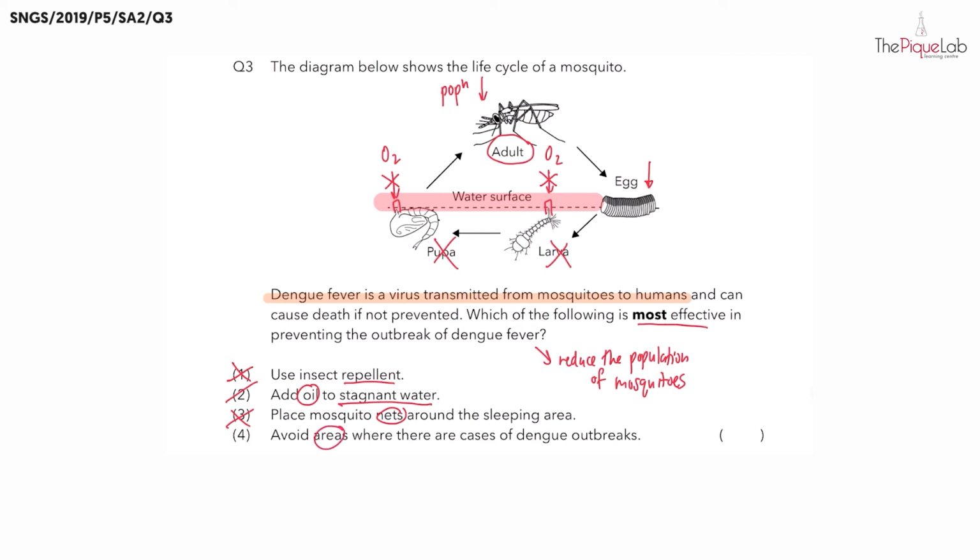What about the last method? Avoiding areas where there are cases of dengue outbreak. Is it always possible to avoid any place that has dengue outbreaks? It might not be possible. What happens if there's a dengue outbreak near my house? Is it possible for me to move house every time there are cases of dengue outbreaks? No. Hence, this is not the best method in preventing the outbreak of dengue fever. This confirms our answer as option number 2.